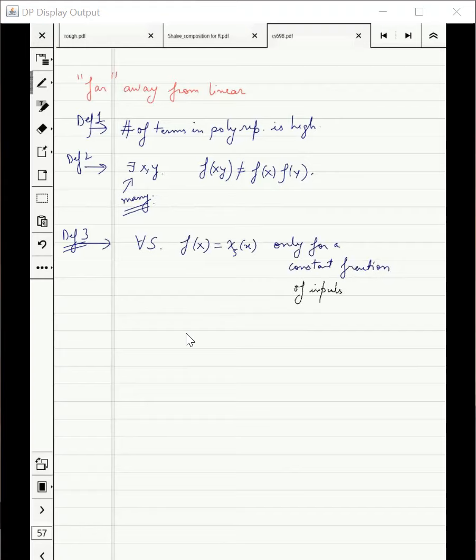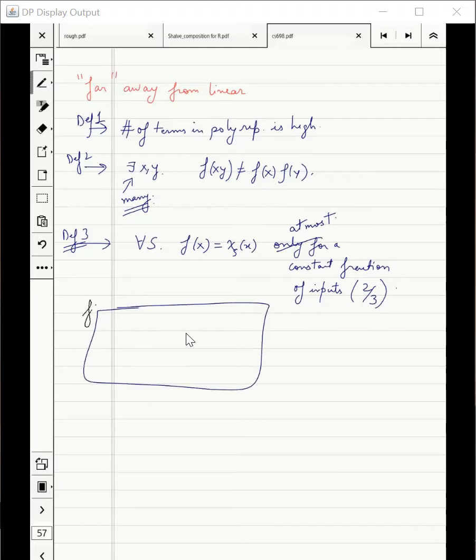Let's call this constant fraction 2/3. That number is not very important. So f(x) is equal to chi-s(x) at most on 2/3 of the inputs. We know that linear functions are chi-s(x). If I look at all my Boolean functions.